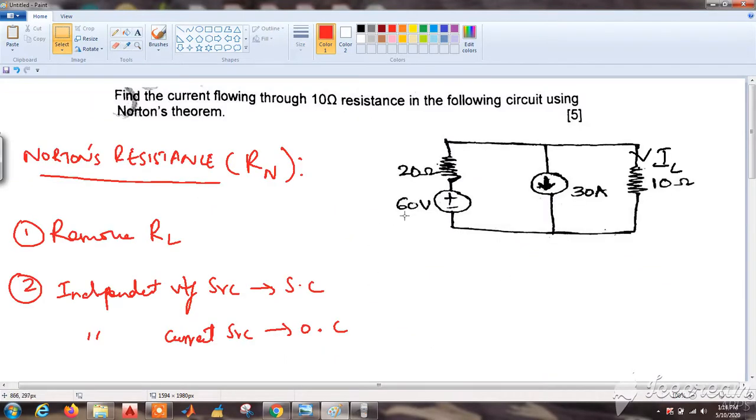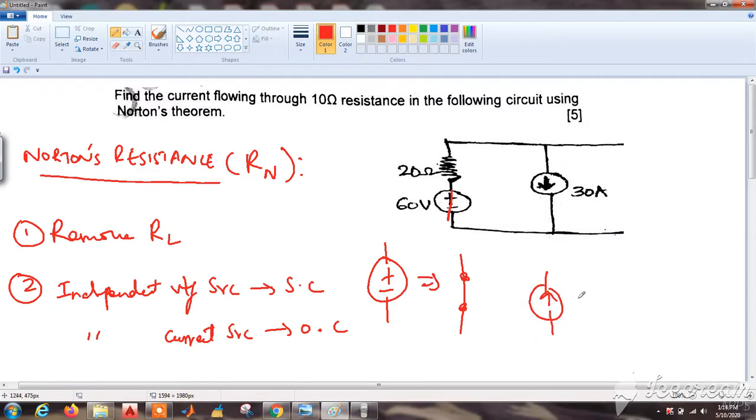The first step in solving for Norton's resistance is that we have to remove the load resistance. So let's remove the load resistance. Now the second step is all the independent voltage sources should be short circuited, that is, this voltage source should be short circuited, and all the current sources must be open circuited. So let's apply it to our circuit. Now you can see that I have applied it. There is no use of these hanging wires, so let us remove them because no current flows there.